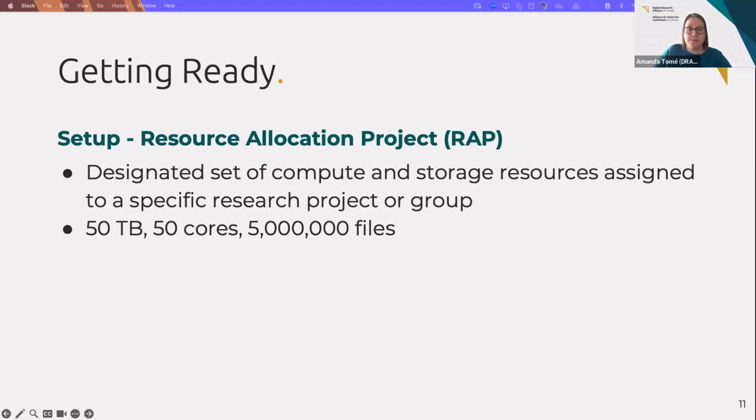The suggestion was, in the short term, to have a resource allocation project, or RAP, space set up for the team. A RAP space is a space that has a designated set of compute and storage resources assigned to a group or research project. Our space includes 50 terabytes of storage, 50 core CPUs for processing, and has space for about 5 million files. This space is shared between digital preservation services and curation services and can be expanded if needed. The RAP space becomes important for step 3 of this workflow.